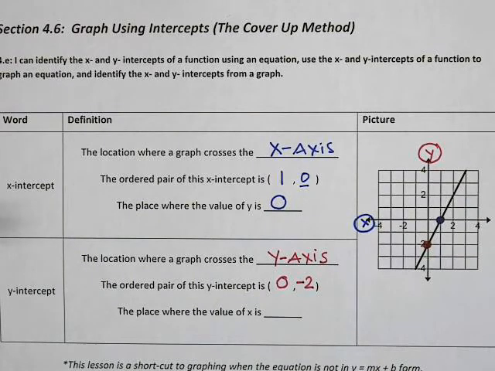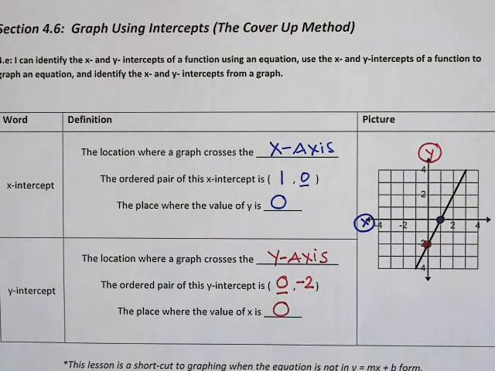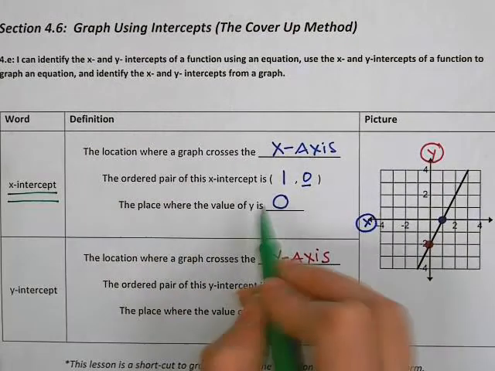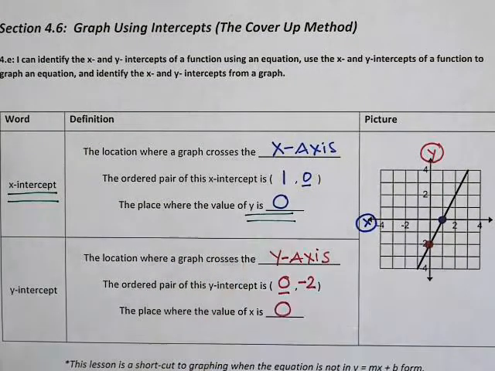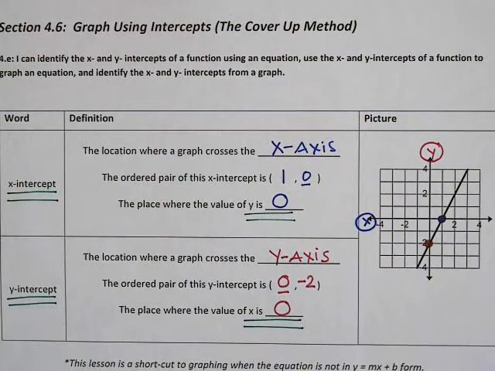And now I want you to notice what is the value of x? Well, the x value here is 0. Again, very important. Okay, so something to notice. For an x-intercept, y is 0. And for a y-intercept, x is 0. And that's how we're going to solve them in part 2 here.